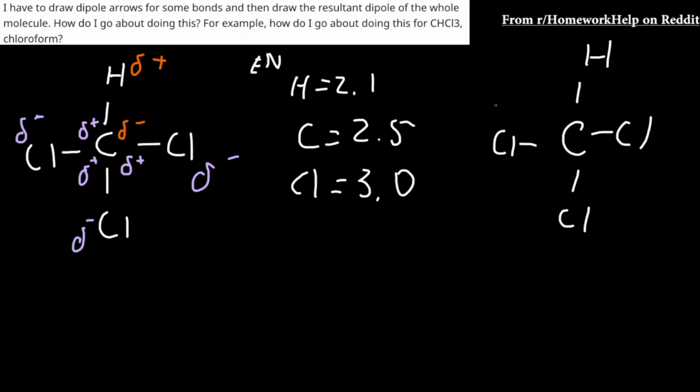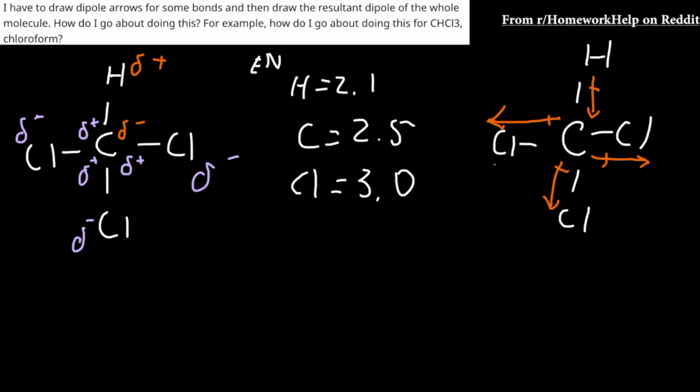You can draw an arrow towards the side that's more negative, and a positive like this, on the side that's more positive. So draw an arrow towards the side that's more negative, like that. And then for the last one, it looks something like this.